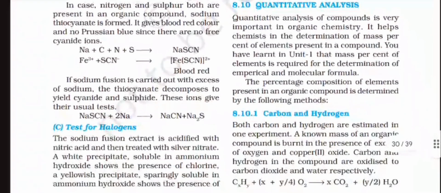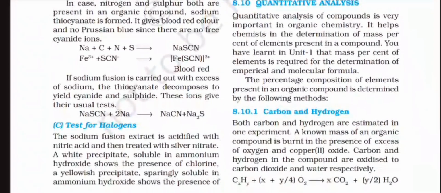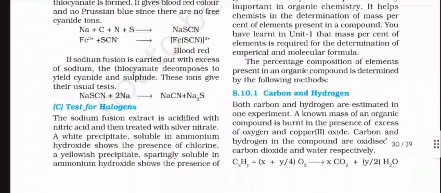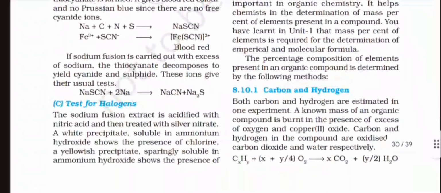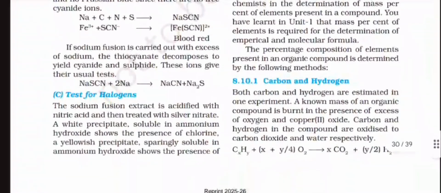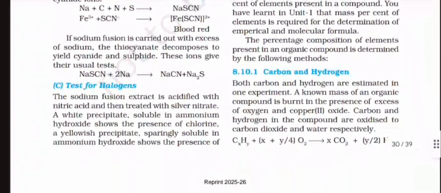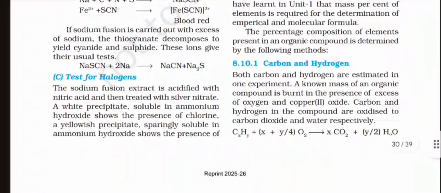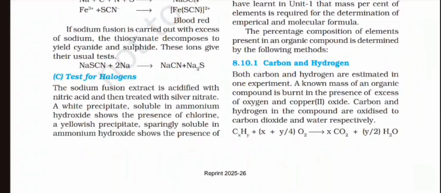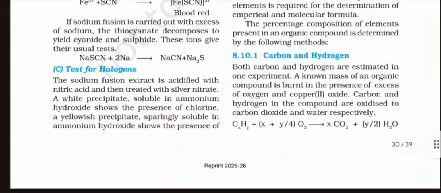Quantitative analysis of a compound is very important in organic chemistry to help chemists in the determination of mass percent of elements present in the compound. You learnt in unit 1 that mass percent of elements is required for the determination of empirical and molecular formula. The percentage composition of elements present in an organic compound is determined by the following methods.